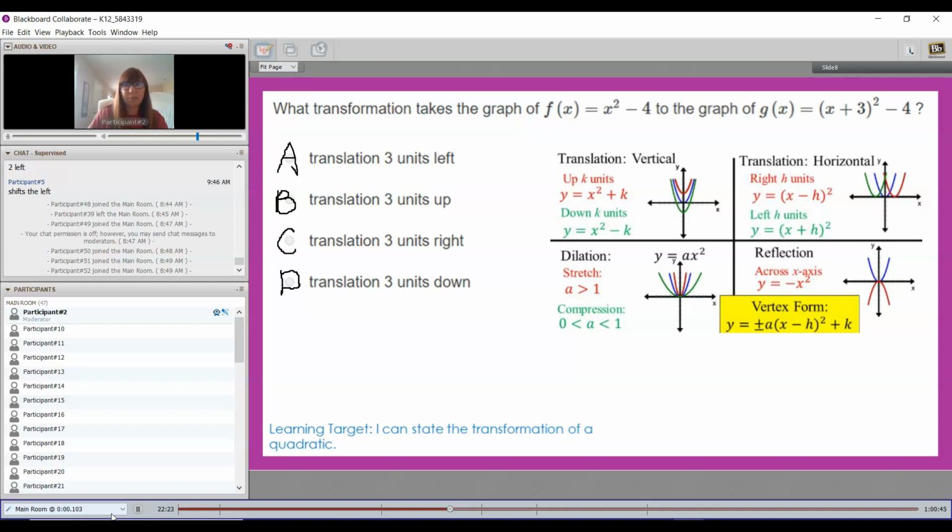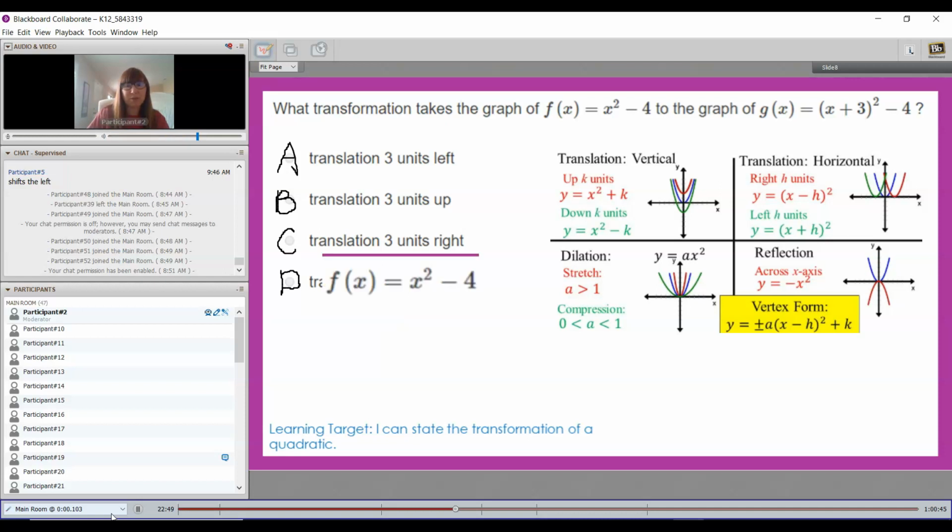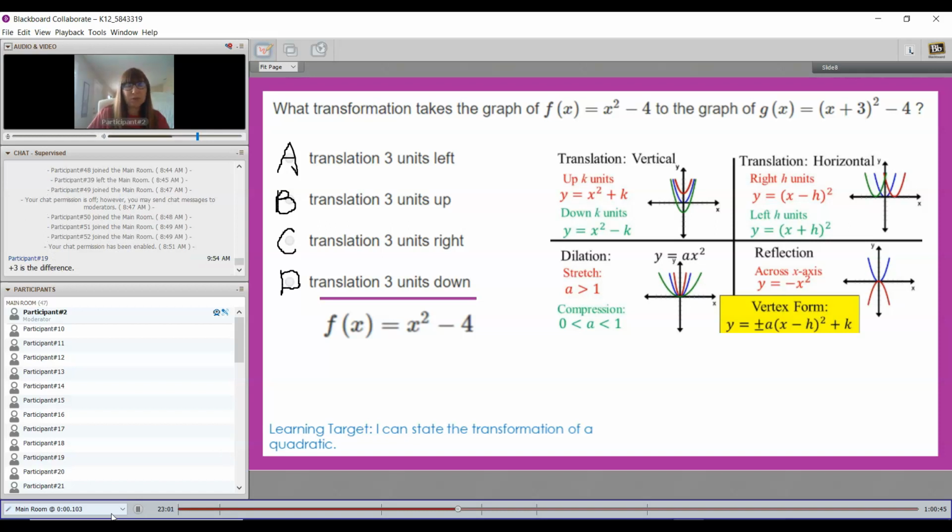So what happened here? x squared minus 4 to (x plus 3) squared minus 4. What is the difference from f of x to g of x? Maybe even lining them up underneath each other could be helpful. Write them down underneath each other. Let me put them up here. So we have this one, and then we have this one. We want to see how it changed. What is the difference? They are not the same. One transformed a little bit.